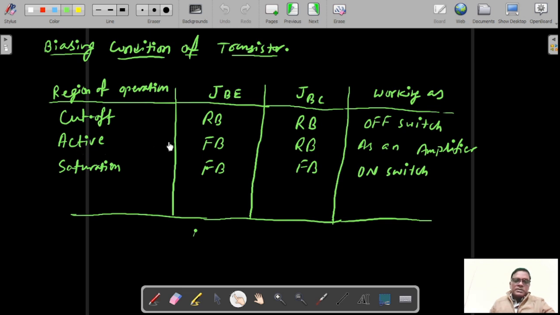Now in the active region, the base emitter junction should be kept in forward bias, and the collector base junction should be kept in reverse bias condition. This is the case when the transistor is biased as an amplifier circuit. When we need to operate the transistor as an amplifier circuit, this condition should be satisfied. Now in the saturation region, both the junctions should be in forward bias condition, and when this condition exists, our transistor will work as an on switch.